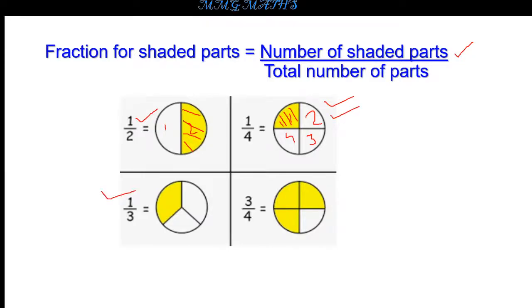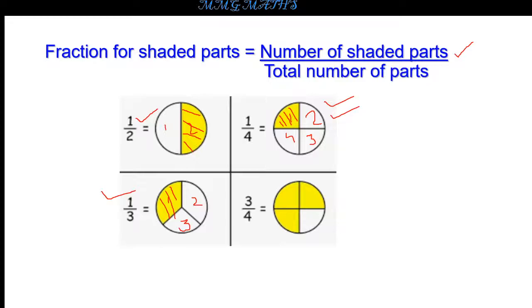Look here children, this circle is divided into 3 equal parts. You can see here the 3 equal parts. This circle is divided into 3 equal parts, and number of shaded parts. Here you can see only one shaded part, this one. So 1 by 3 is the fraction for this circle.